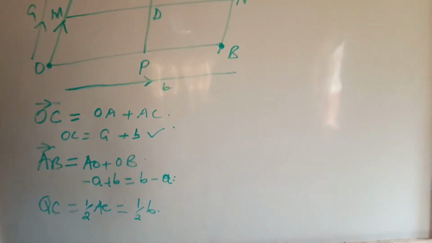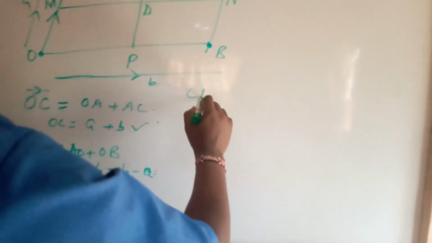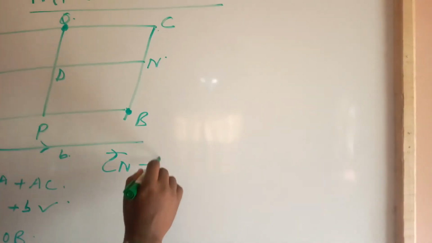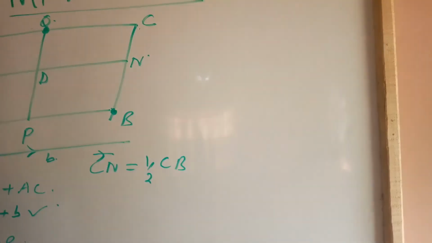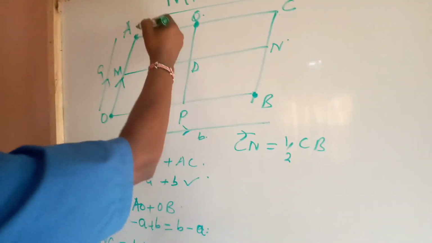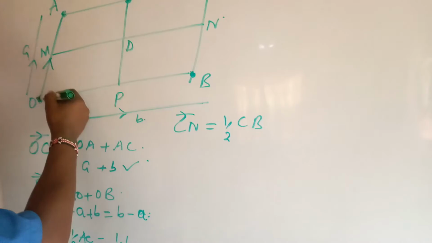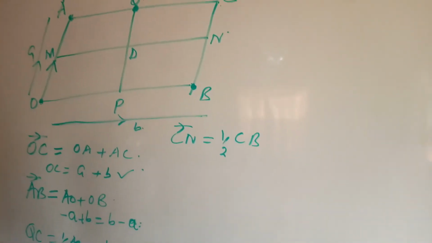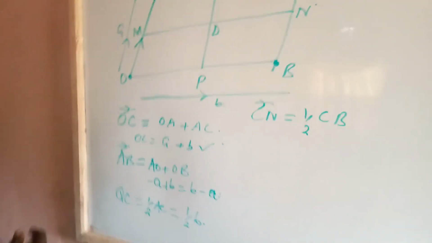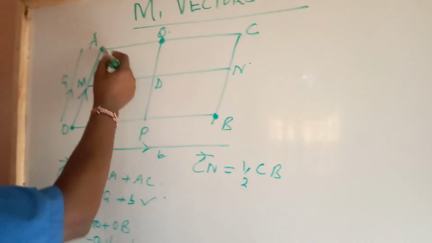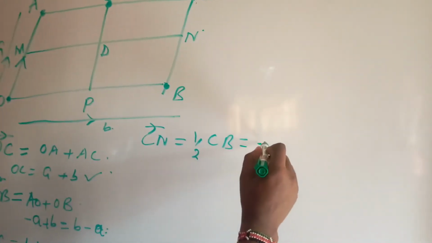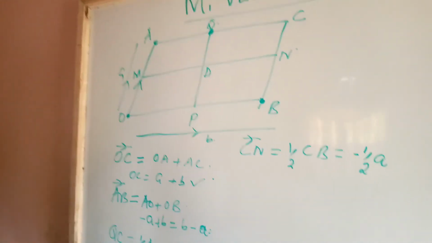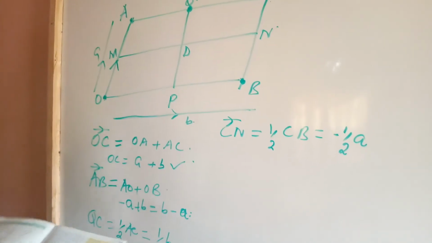What about CN? Vector CN is a half of vector CB. And CB is the same as AO. Remember, we are told the whole diagram is a parallelogram, and therefore opposite sides are parallel and equal, meaning that CB is equal to AO. So this is simply minus a half A. What about vector QN?